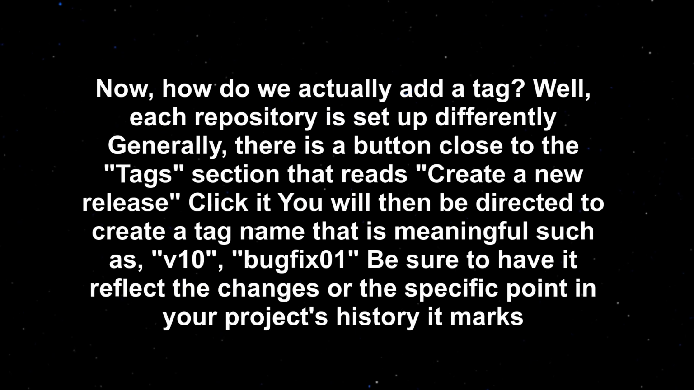Now, how do we actually add a tag? Well, each repository is set up differently. Generally, there's a button close to the tag section that reads Create a new release. Click it. You will then be directed to create a tag name that is meaningful, such as V1.0 Bug Fix 1. Be sure to have it reflect the changes or the specific point in your project's history it marks.